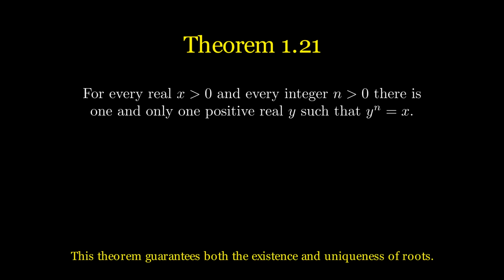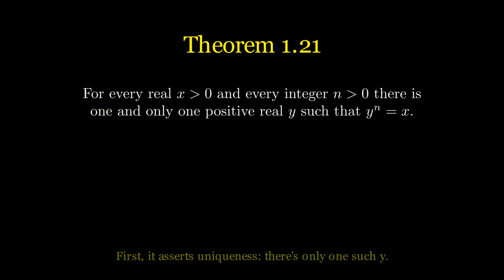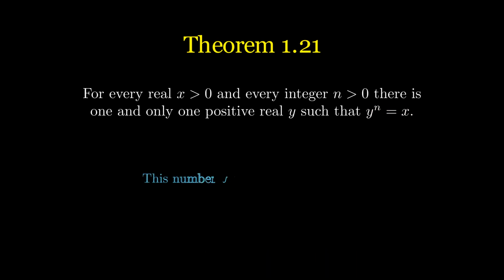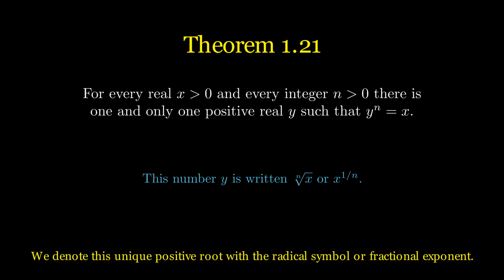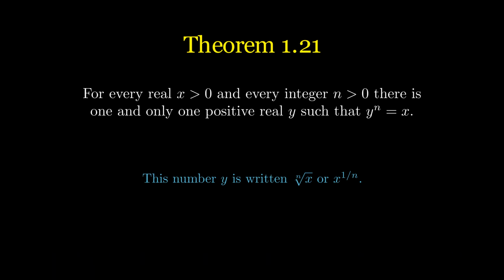Specifically, it guarantees 2 things. First, uniqueness. There is only one positive real number, y, that fits this equation. Second, existence. This number y definitely can be found. We can write this unique solution using radical notation or fractional exponents.